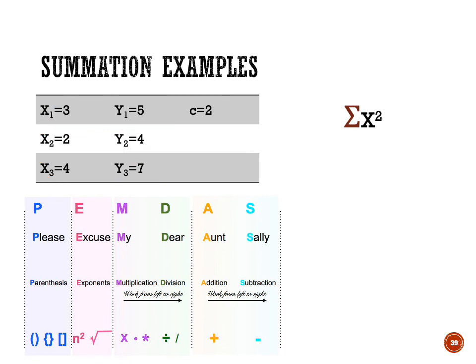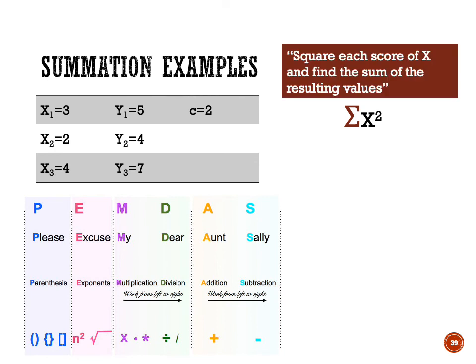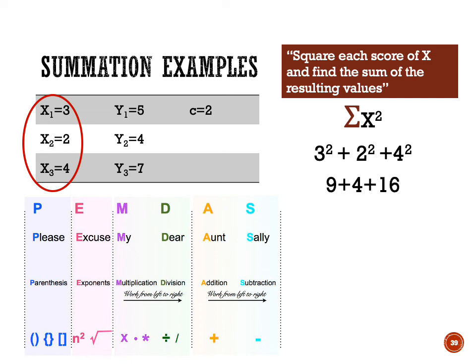Okay, the next one is finding the sum of X squared. I would interpret this as square each score of X and then find the sum of all of the resulting values. So I'm going to take each one of those values and square them and then add all of them together. The final answer for that would be 29.